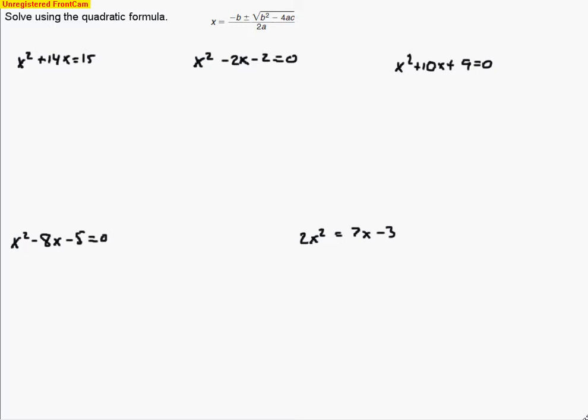Today we will be using the quadratic formula again to solve these equations. The important thing to remember with the quadratic formula is that we have to isolate this or set it equal to 0. So we have to move everything over to one side.